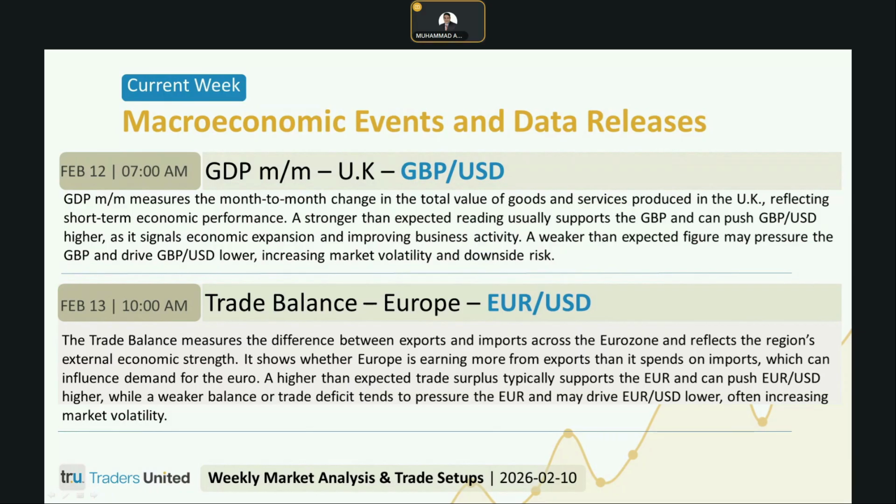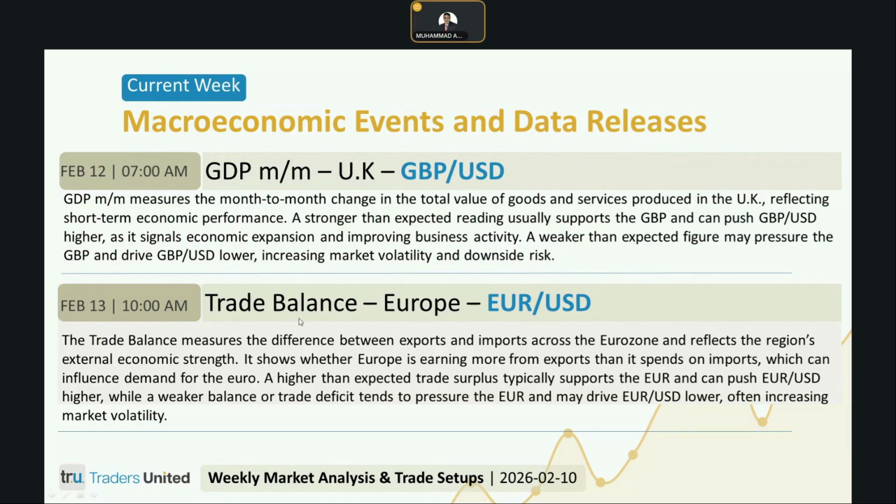The final key takeaway is forex market expects UK growth to slow sharply this month. So GBP/USD pair reaction will hinge on whether GDP beats or misses market expectations. Forex traders should be prepared for volatility and closely monitor price behavior immediately after the news release to confirm direction.